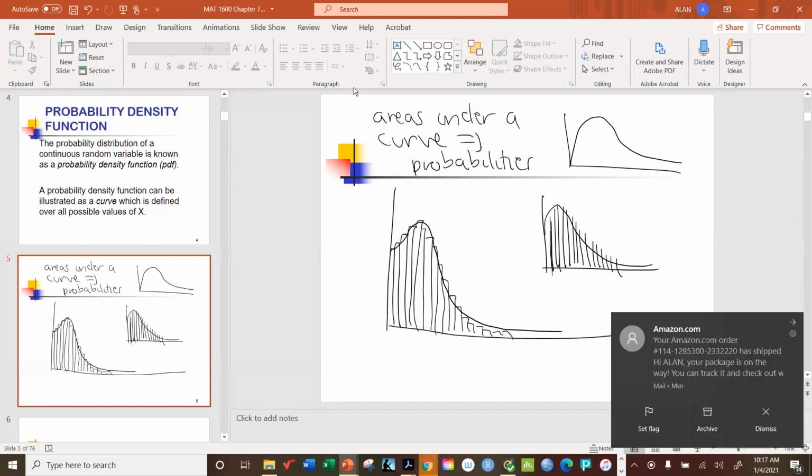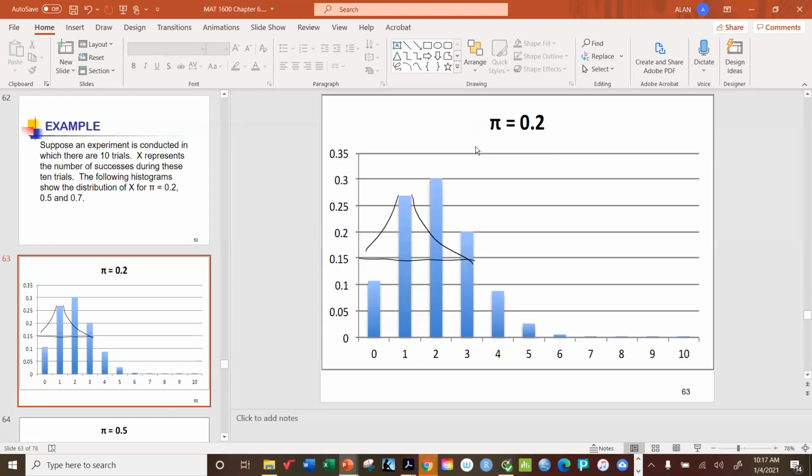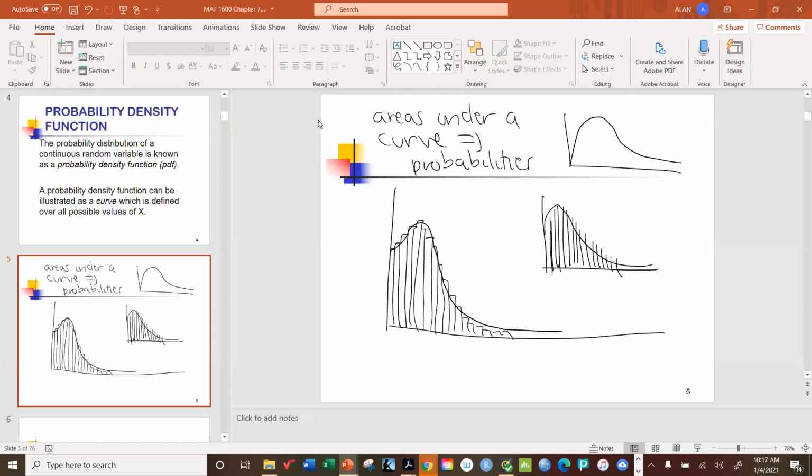Okay, in other words, instead of looking at the heights of individual outcomes like we did here, for example, we know that the probability in this case of getting x equals 2 is 0.3, because that's the height of the bar. But we don't have that ability with an infinite number of bars. Instead, because each bar has a width of 0, what we're going to do is look at areas.